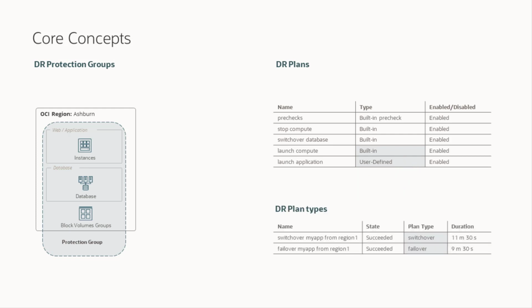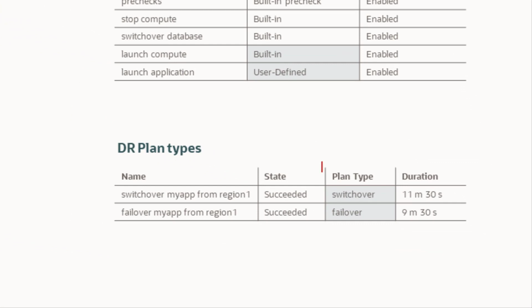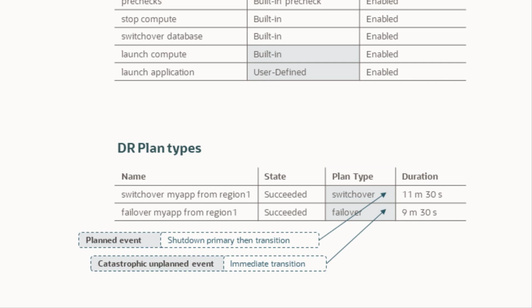Let's explore DR plan types for a moment. There are two different plan types, failover and switchover. You need a minimum of a failover and switchover plan for the DRPG in each region. You will execute a failover plan if your primary region is inaccessible or unusable for any reason. Failover plans only contain steps that are executed at the current standby region as tracked by FullStackDR.